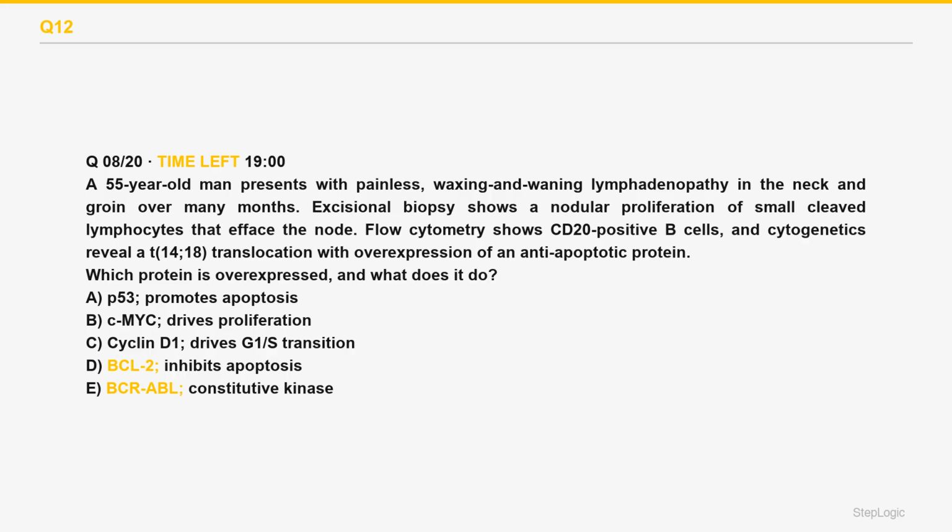Read the command. Which protein and its function? Waxing, waning, painless lymphadenopathy, nodular small cleaved B cells, t(14;18), follicular lymphoma, BCL2 overexpression inhibiting apoptosis.